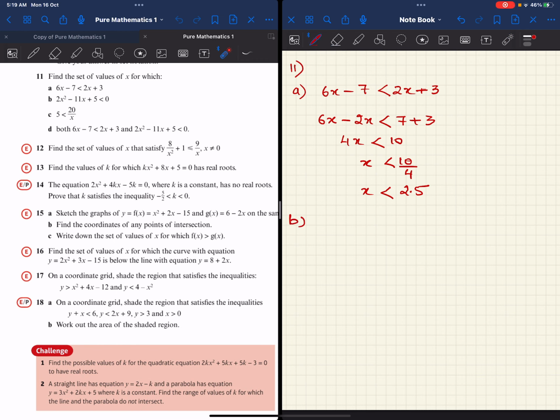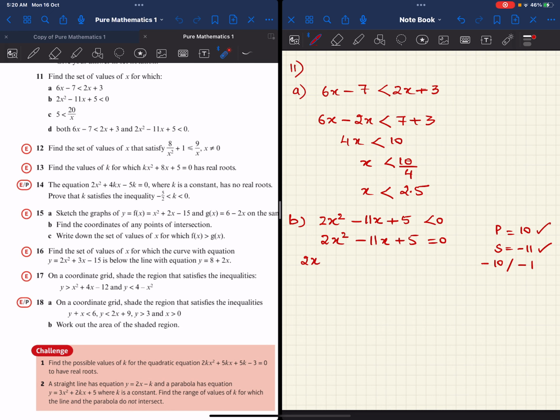Question B is 2x squared minus 11x plus 5 is less than 0. To find the critical values, we equate to 0 and solve. So we have 2x squared minus 11x plus 5 is equal to 0. So our product is 2 fives are 10. Sum is negative 11. So we have numbers minus 10 and minus 1, which add up to give me minus 11 and multiply to give me positive 10. So I will split the middle term.